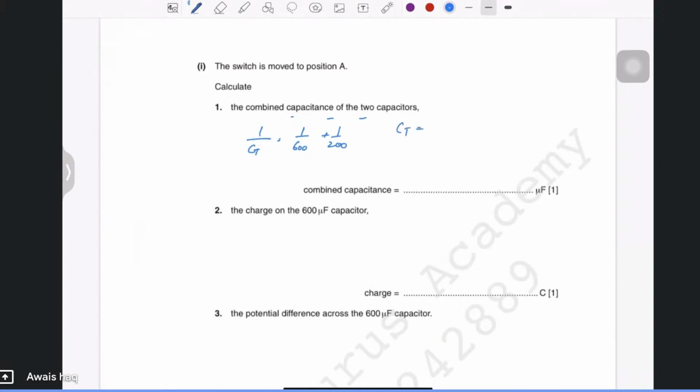You don't need to convert into microfarads. Usually they will give you the same thing, so don't worry about that. 150 microfarads. Okay, so that's the answer.